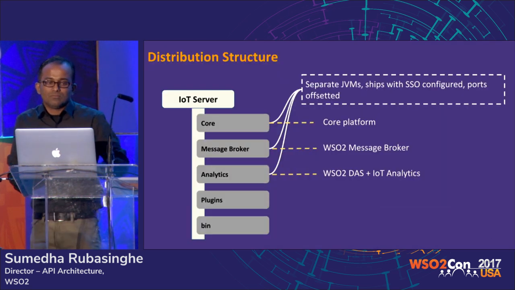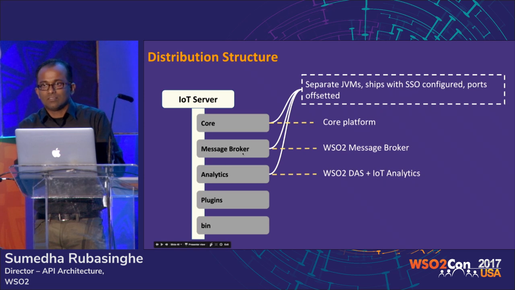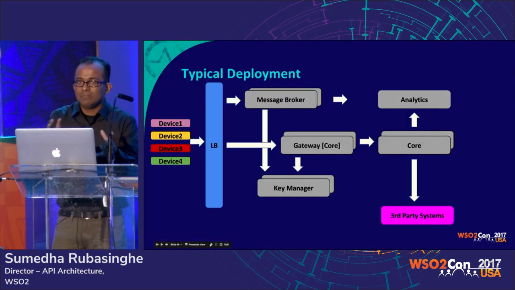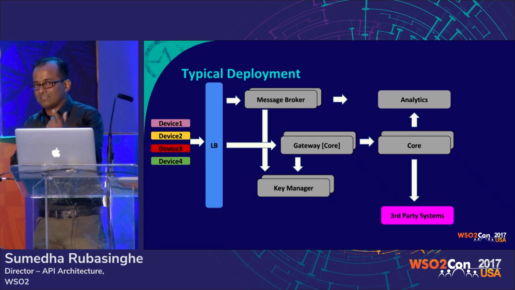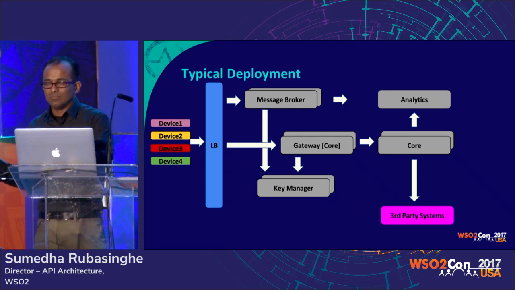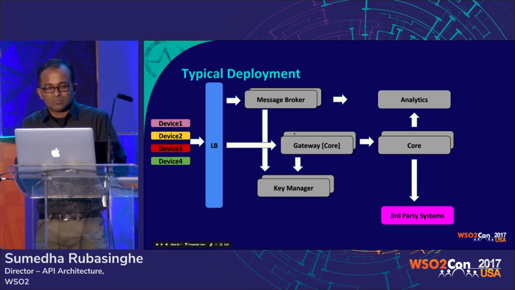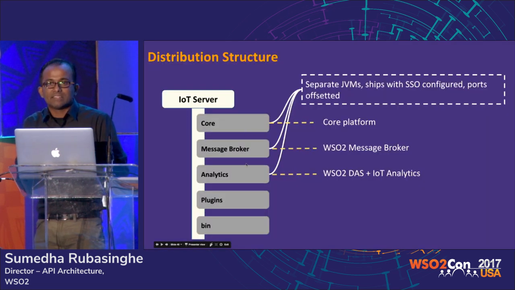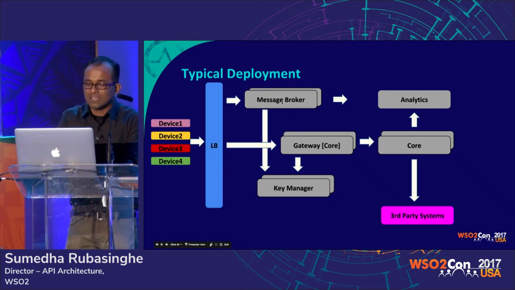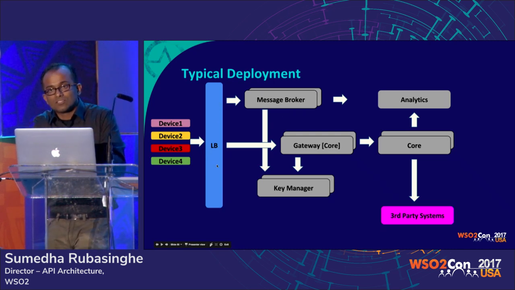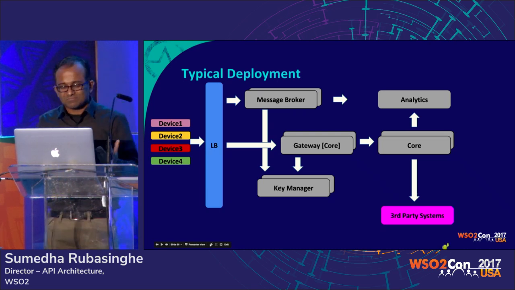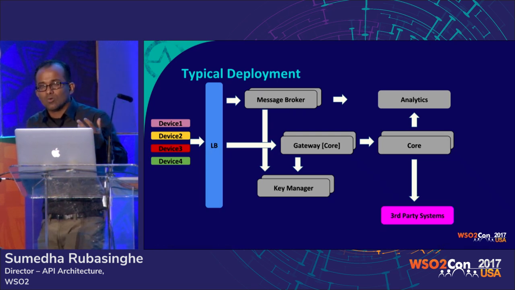Okay, so moving from there, this particular structure or packaging can be deployed in a deployment like this. After this, I'm going to show you how the WSO2 device cloud is deployed. But just to give an understanding of the separate binaries, first of all we would expect a load balancer to be there. Then in the case of the message broker, this of course can be scaled. The message broker receives these messages and goes to the key manager to get the tokens verified.